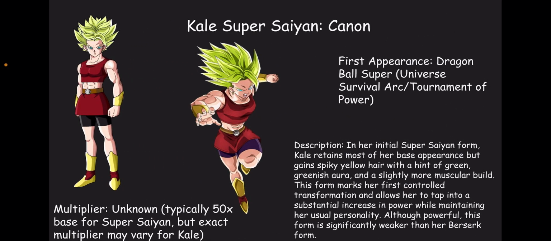Now we have Kale's normal controlled Super Saiyan. It could be 50. It could be around, I'd say, maybe 200. That's a good guess for me at least, but unknown for now. It could change in the future again, and I'd say about either 50 or 200.